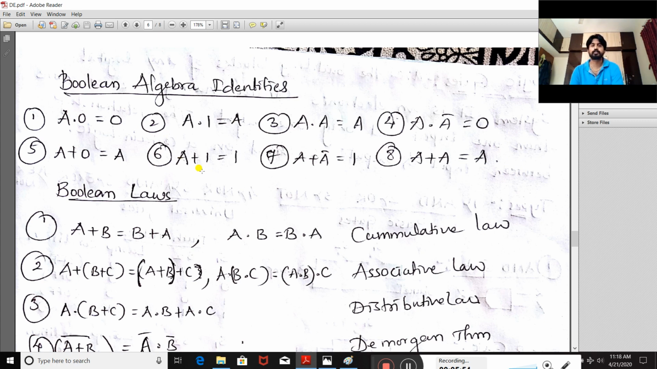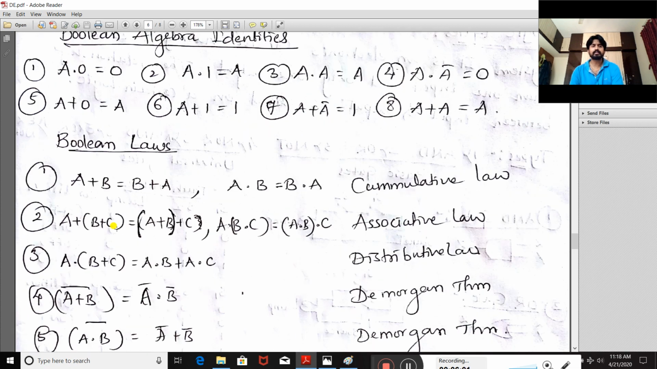So these are the fundamentals of Boolean algebra which we should know in order to solve the Boolean expression. Why do we need to solve the Boolean expression? To make the circuit simple. And there are some Boolean laws.